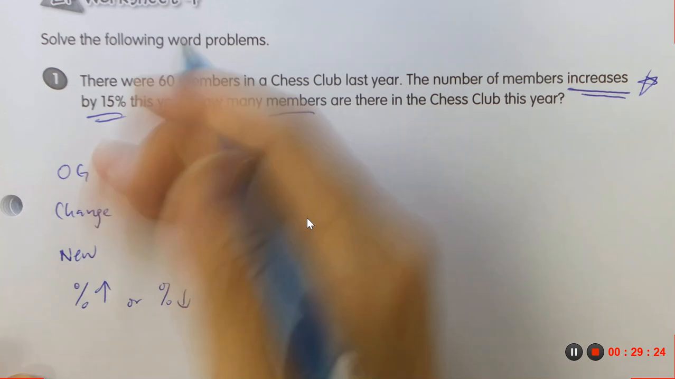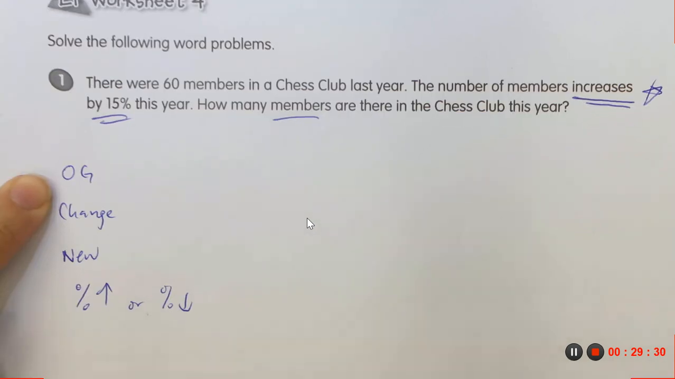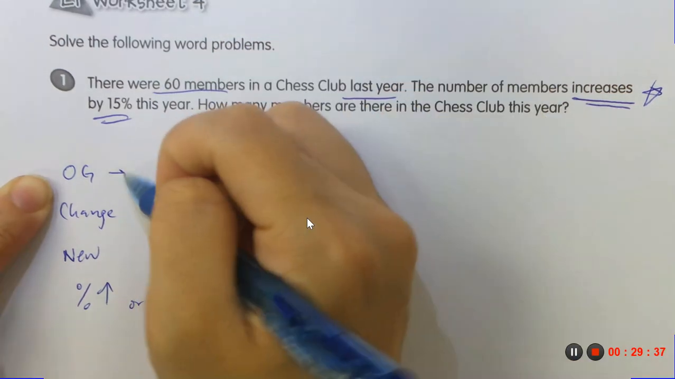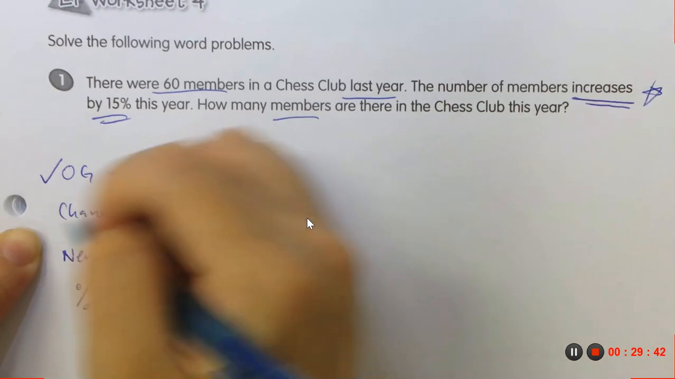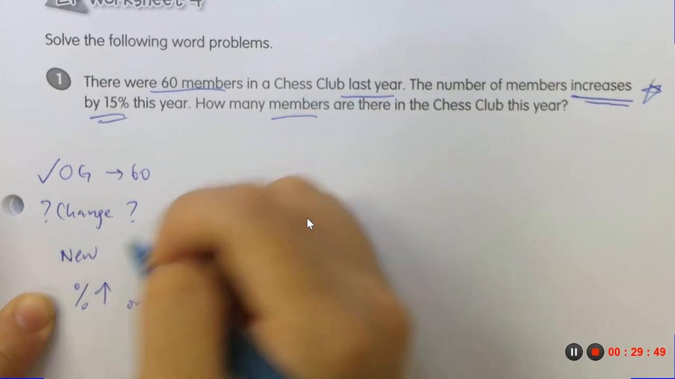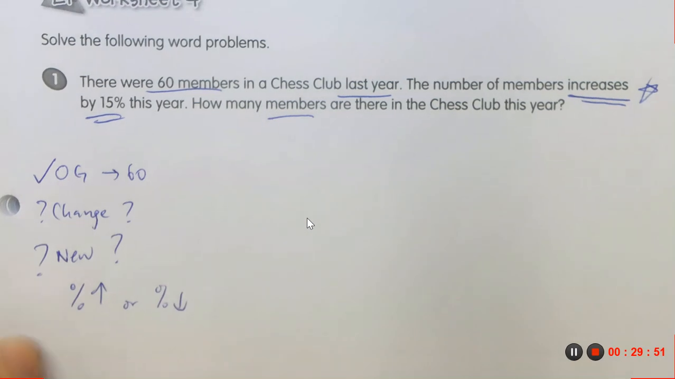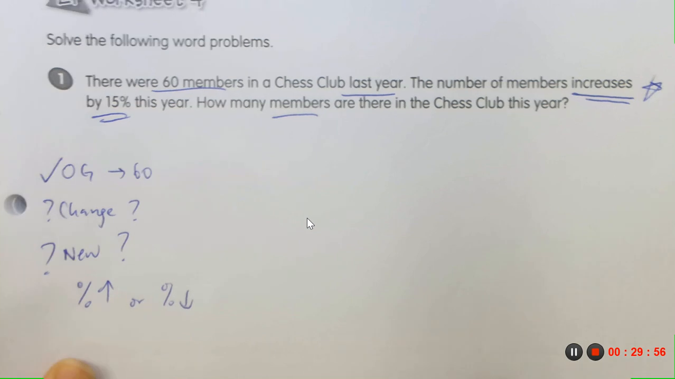Okay, so with this written here, it helps me to look at the question closely. Do I have the original number? Yes. What is the original number? 60. Do I have the change? No. Do I have the new amount? No. Do I have the percentage increase or percentage decrease? Increase. Yes, I have this one.